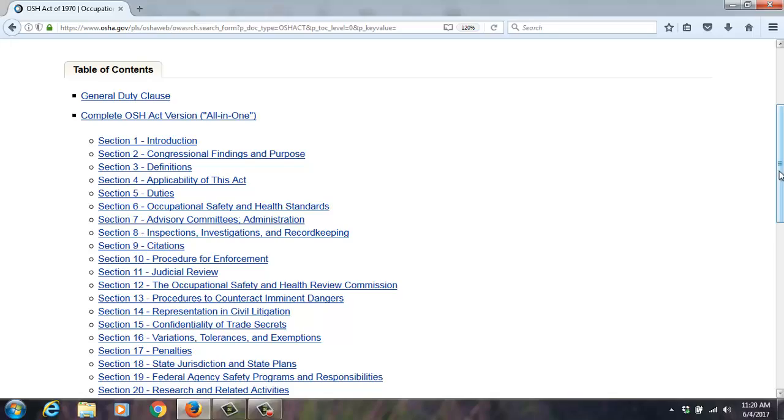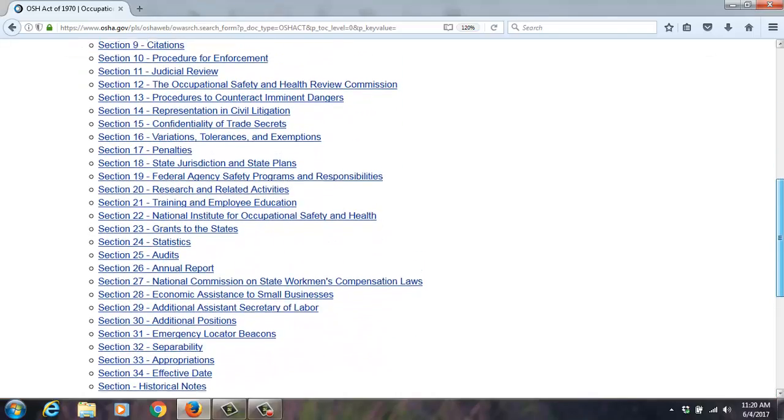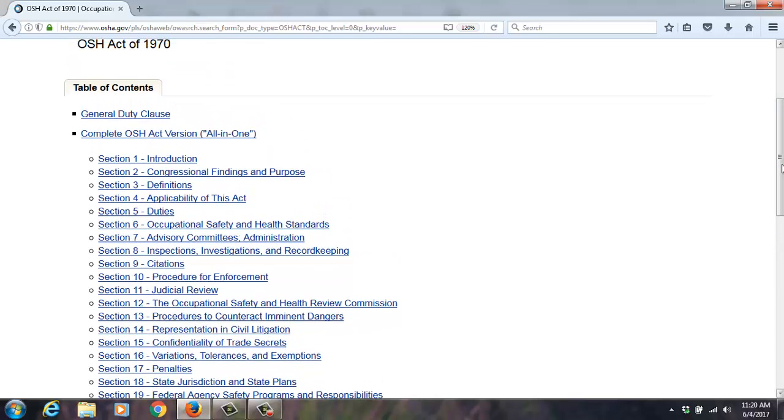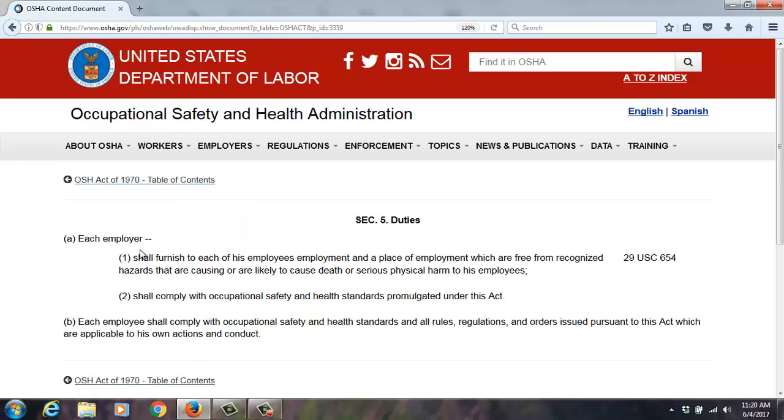So the OSHA Act, I believe it's got 34 sections approximately. And probably the most significant, and I'm going to show you a different document later on which puts all these sections, because this is written in legalese, into a more practical version, is the General Duty Clause, which is Section 5(a)(1) under duties. It states that each employer shall furnish to each of his or her employees employment and a place of employment free from recognized hazards that are causing or likely to cause death or serious physical harm to his or her employees. So that's the General Duty Clause.